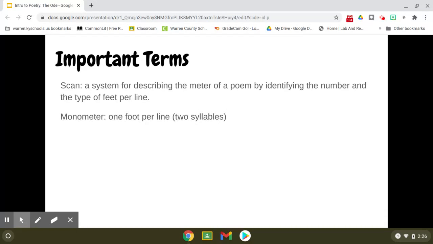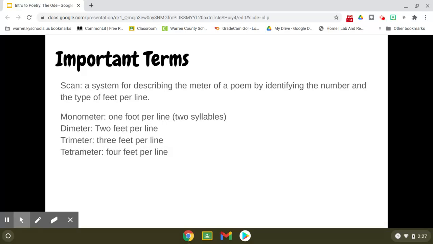Monometer means that there's 1 foot per line, so each line would have 2 to 3 syllables. Dimeter means 2 feet per line, so 2 iambs or 2 trochees, etc. Trimeter is 3 feet per line. Tetrameter is 4 feet per line. Pentameter is 5 feet per line, and so on. We could keep moving forward with the number of feet per line. But let's look at an example of pentameter.